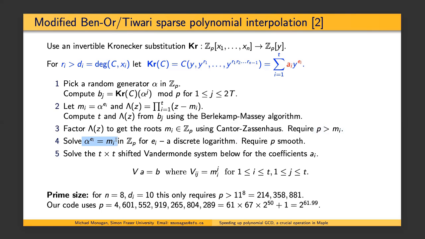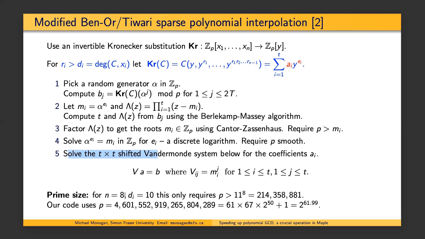We have to solve this equation in the integers mod p for ei. That turns out to be a discrete logarithm. It's possible to do that if our prime is what's called a smooth prime. In our GCD application, we're free to choose the prime, so we're going to be forced now to choose p to be a smooth prime. But there are lots of smooth primes, so this is not a serious problem. Then we proceed as before to solve the Vandermonde system to get the coefficients.